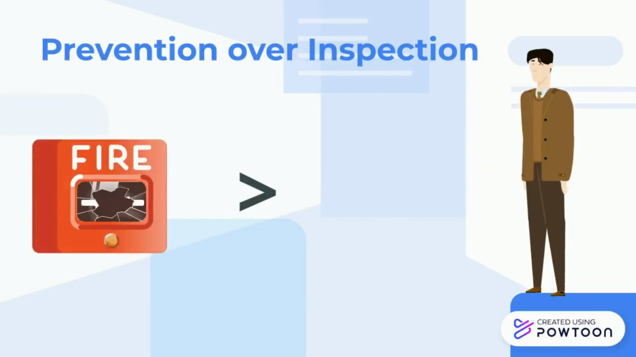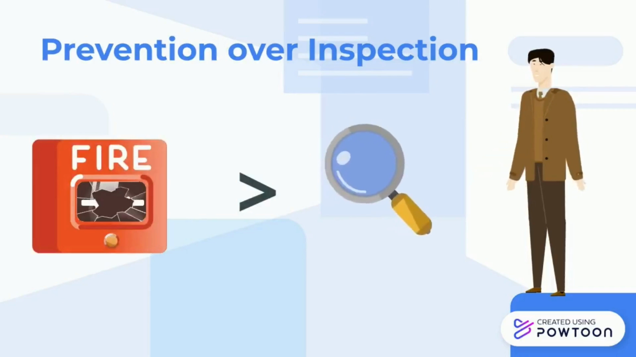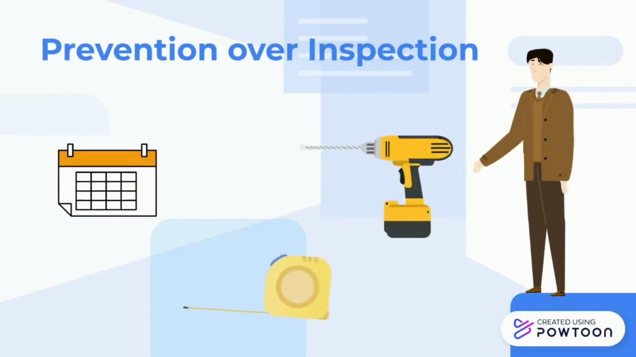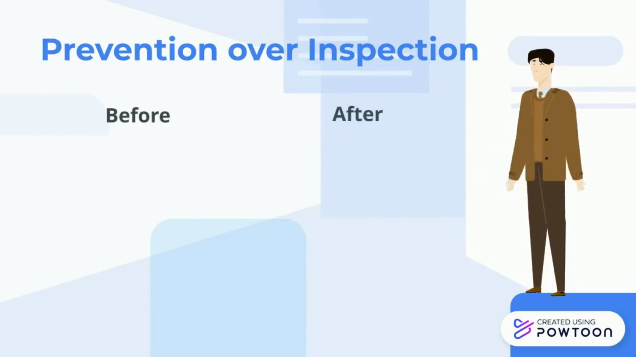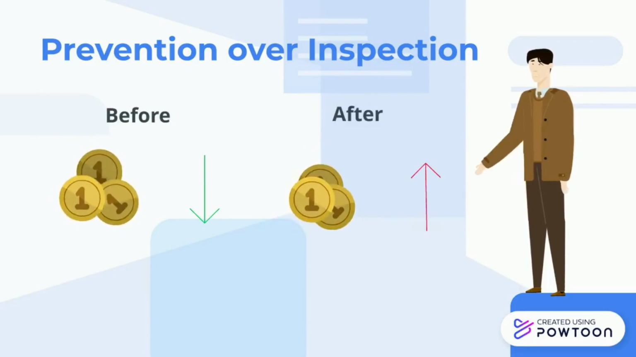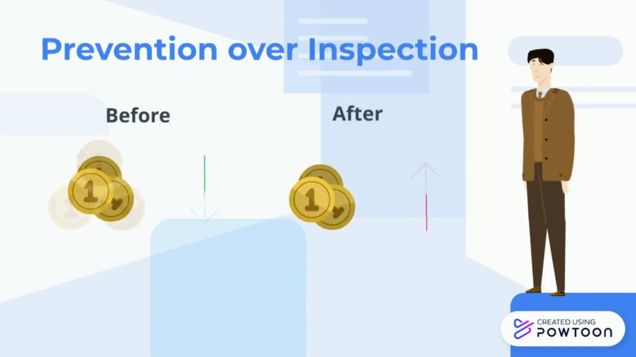Next is prevention over inspection. Prevention is preferred over inspection. Quality should be planned, designed, and built into the project. The cost of fixing failures and dealing with issues is usually undesirable in projects. It is better to design quality into deliverables rather than to find quality issues during inspection.